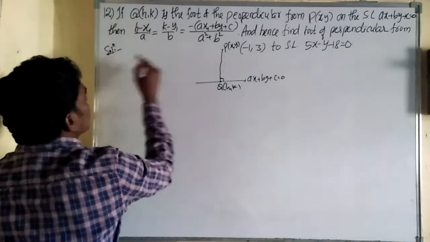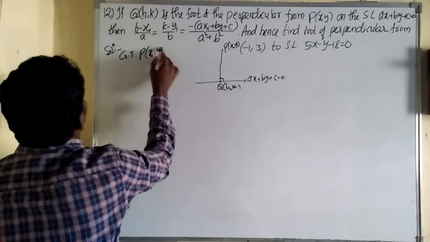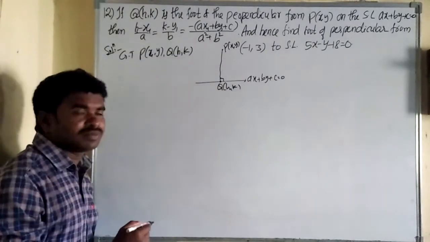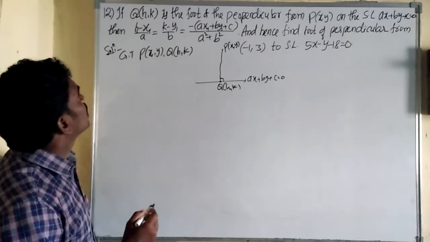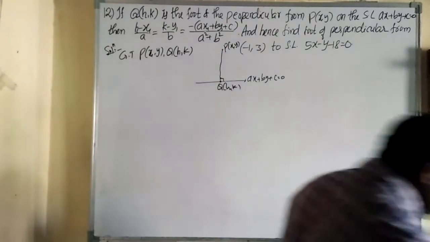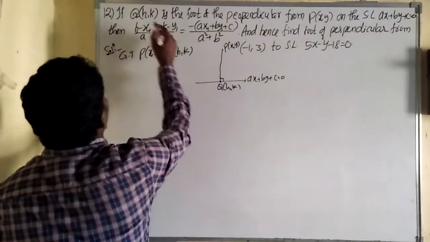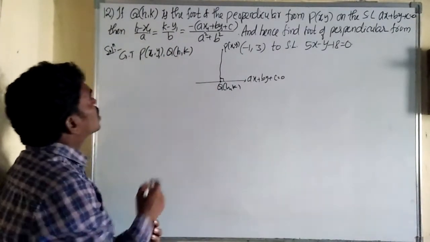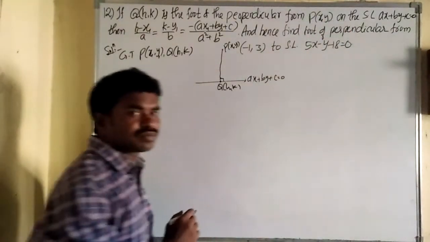First, draw the points in the given diagram. What is given? P is x1, y1 and Q is h comma k. Am I right? Sorry, P is x1 y1. Q is h comma k. In the question it is also given that P is x1 comma y1.